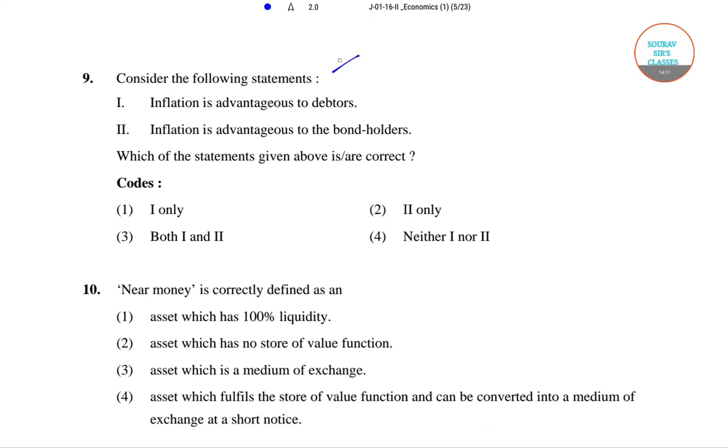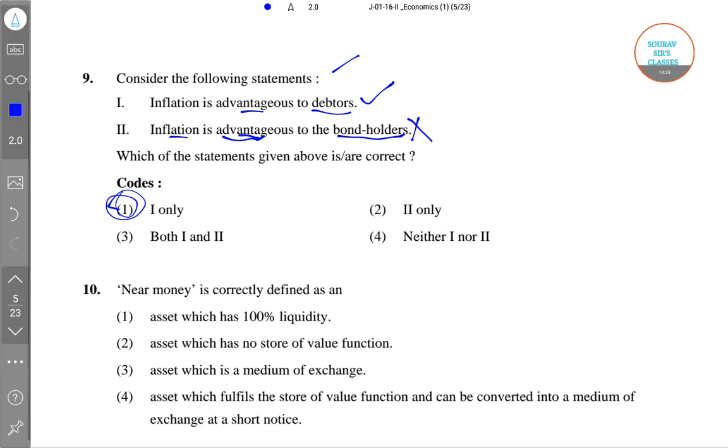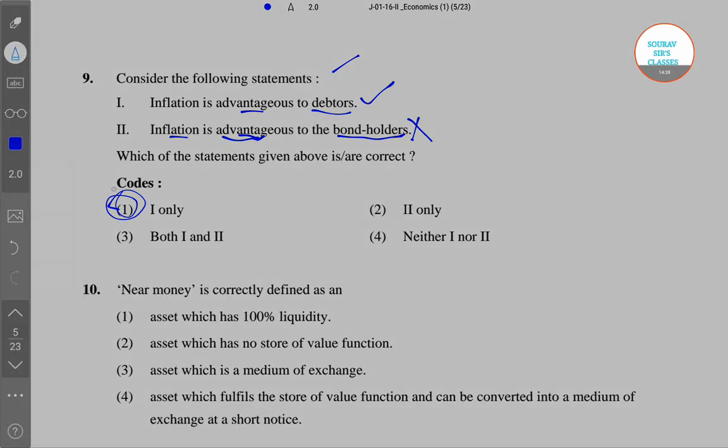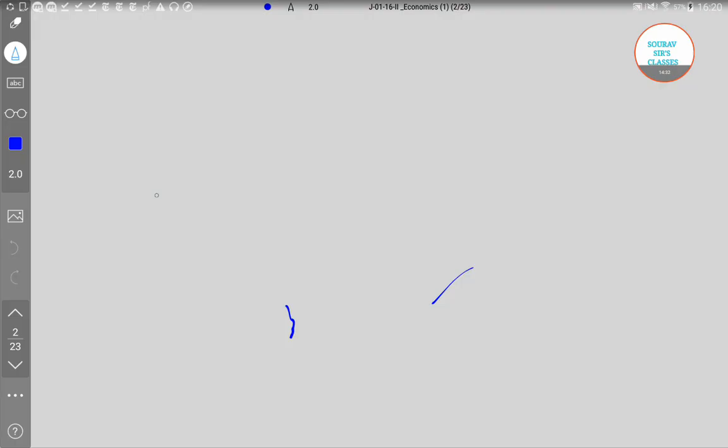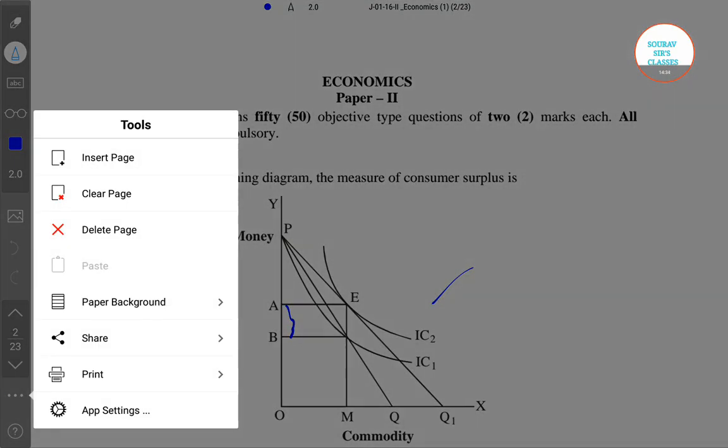So consider the following statements: inflation is good to debtors, and inflation is not good to bondholders. We know it is not good to bondholders, it is only advantageous to debtors. So for this we know only 1 is the right answer. Now we'll simply go to the first 4 questions, question number 1 until question number 4.